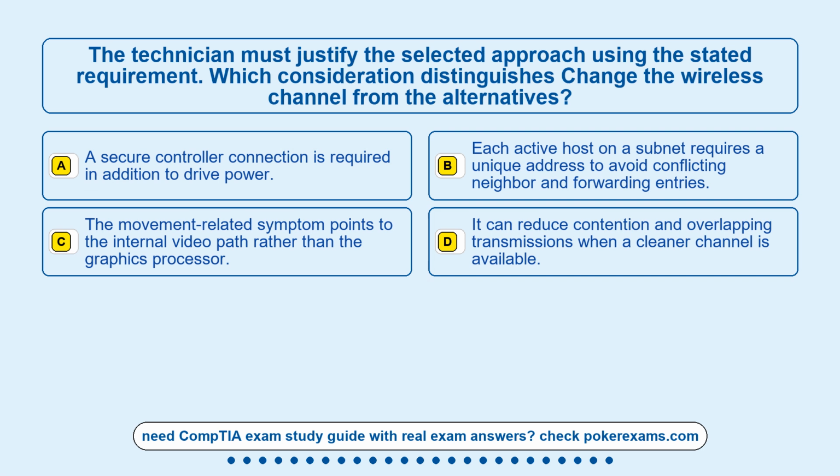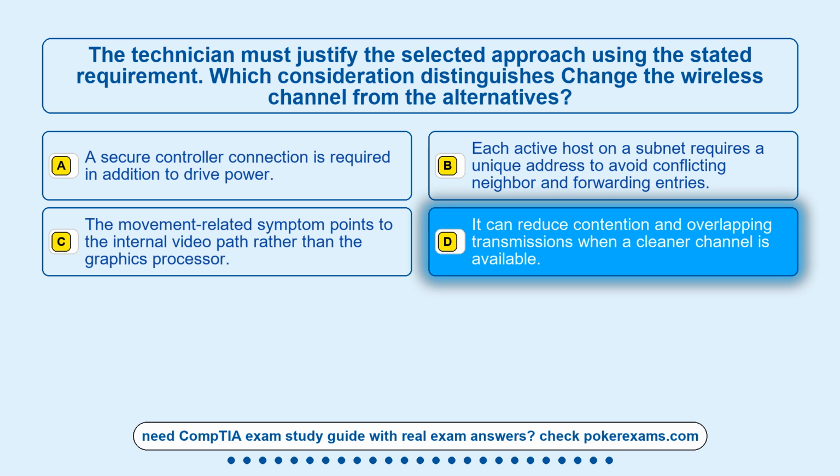Question 11. The technician must justify the selected approach using the stated requirement. Which consideration distinguishes change the wireless channel from the alternatives? Option A. A secure controller connection is required in addition to drive power. Option B. Each active host on a subnet requires a unique address to avoid conflicting neighbor and forwarding entries. Option C. The movement related symptom points to the internal video path rather than the graphics processor. Option D. It can reduce contention and overlapping transmissions when a cleaner channel is available.